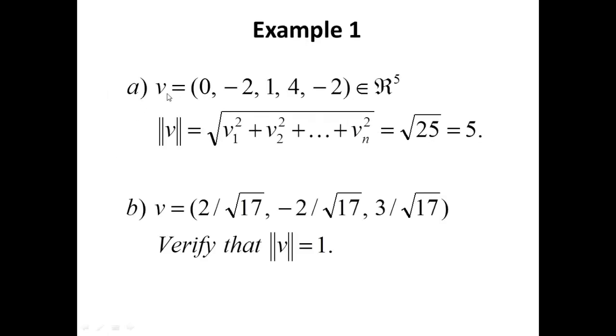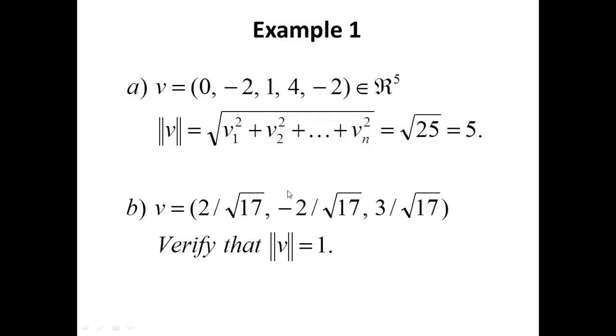Example, consider the vector V defined by the entries 0, -2, 1, 4, -2. Then the length of V or the norm of V is the square root of 0 squared plus -2 squared plus 1 squared plus 4 squared plus -2 squared, which would give us square root of 25, and that is 5. We take the positive square root because length cannot be negative.